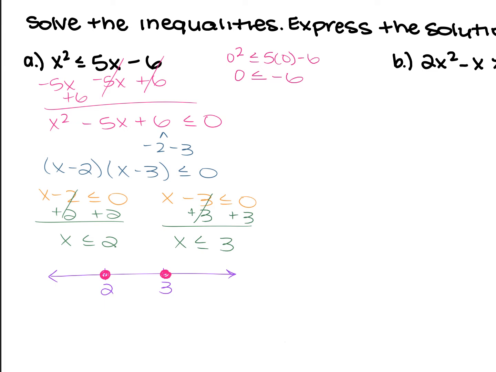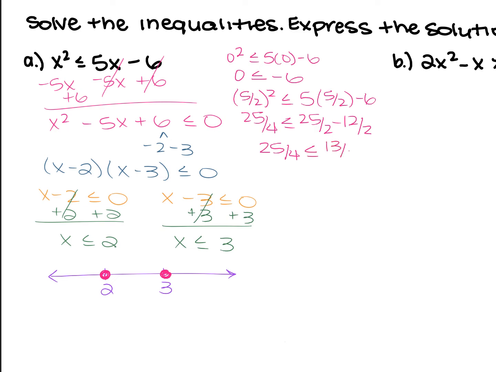The number between 2 and 3 is 2 1/2, which is 5 over 2. So if we do 5 over 2 squared is less than or equal to 5 times 5 over 2 minus 6, we're going to have 25 over 4 is less than or equal to 25 over 2 minus 12 over 2. So this would just turn into 25 over 4 is less than or equal to 13 over 2. That 13 over 2 is 26 over 4, which is greater than the 25 over 4. So our shading would go in between the two.